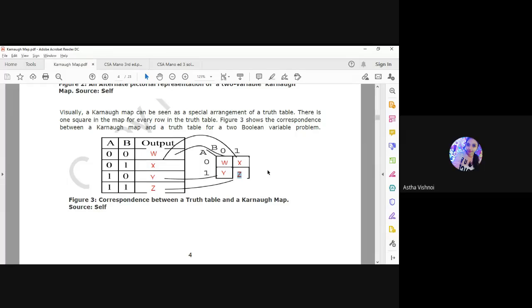Dipali, can you just read this? Visually, a Karnaugh map can be seen as the spatial arrangement of a truth table. There is one square in the map for every row in the truth table. Figure 3 shows the correspondence between a Karnaugh map and a truth table for a two Boolean variable problem. Is this clear to everybody now?